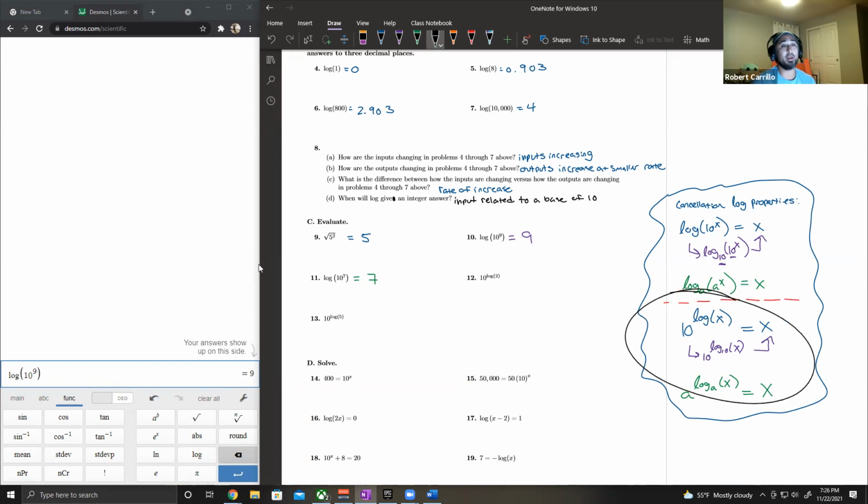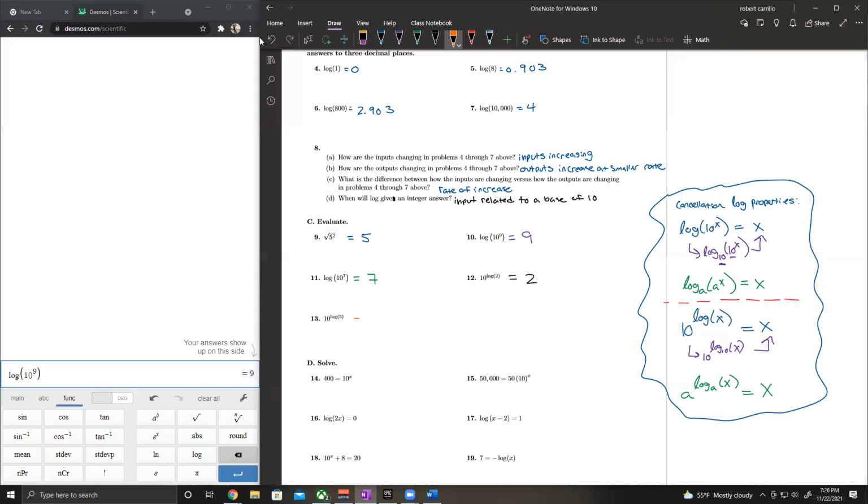Good. And then 12 is going to use the other log property. You have 10 raised to the log of 2. What am I going to be left with? 2. And 13, same thing. 10 raised to the log of 5 would leave me with 5. Beautiful. Okay. Everybody good with those?